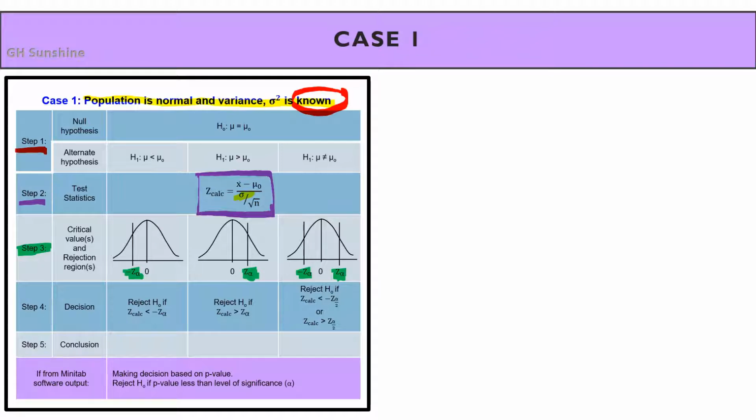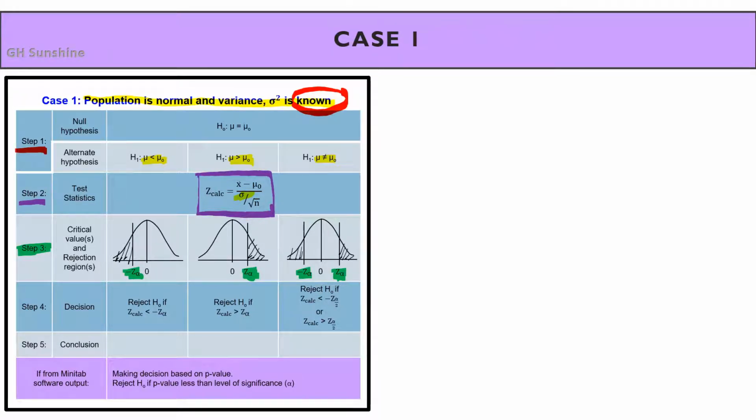Look at the rejection regions. First, the left tail test. Why? Look at H1: mu less than mu naught. Second, mu greater than mu naught. That's why it is a right tail test, with the rejection region on the right side. And the last one is the two tail test, mu does not equal mu naught. Therefore the rejection region is on the left side and the right side.